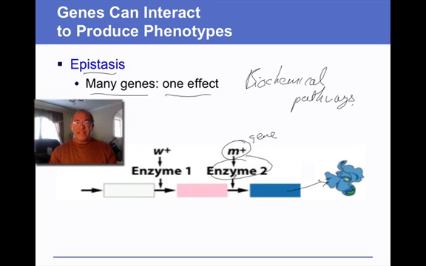Here is the gene. The gene makes the enzyme that catalyzes the reaction. Here's another gene, and the gene makes the enzyme that catalyzes the reaction. If we shut down this first gene, then we stop the reaction right here, and we don't get the phenotype of blue. If we shut down the second gene instead, we stop the reaction at enzyme 2, and we still don't get the blue protein in the petal. So either one of these mutations, either the W here or the M, will produce the same phenotype of not having the blue protein. This is known as epistasis. Many genes, two in this case, one effect, no blue protein in this case.